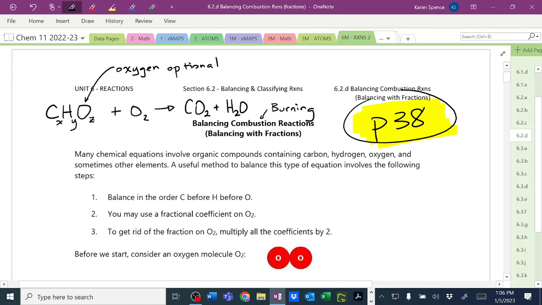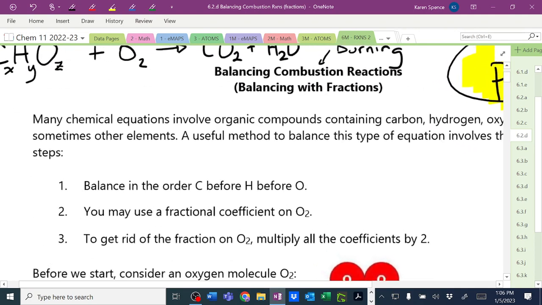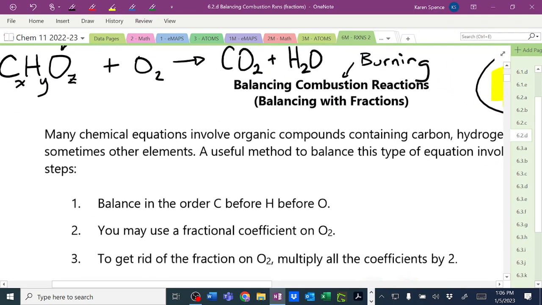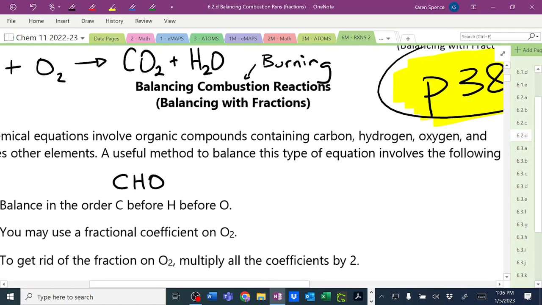So, how to go about this? You're going to do them in a specific order. You're going to do it in the order C and then H and then O. Now, this doesn't break any of the other rules we've been doing because I've always said maybe balance hydrogen and oxygen last, right? That's another tip.